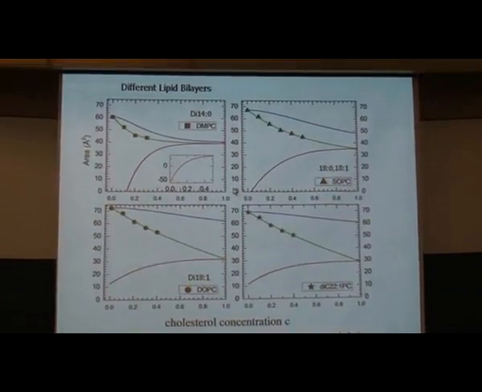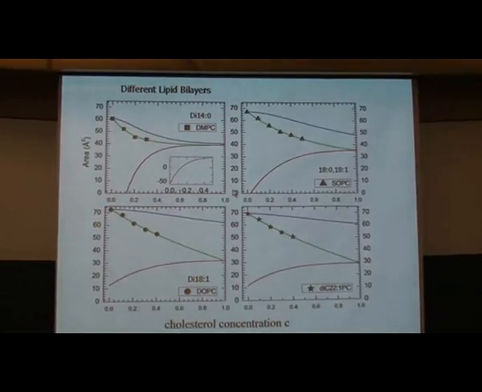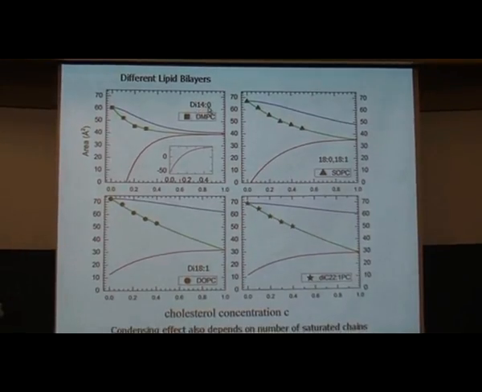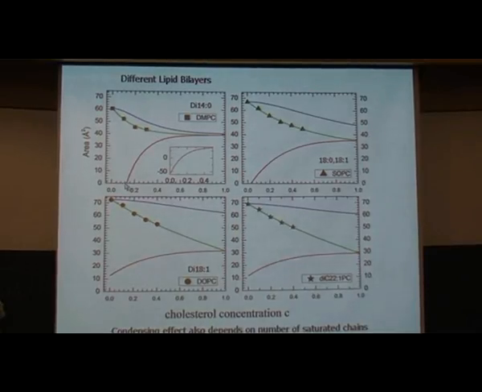Okay. And the final slide on this is to compare the different lipid bilayers. By this time you're probably getting tired of looking at all these things, but there's an interesting difference again: with the saturated lipid, the condensing effect really comes in very dramatically. It goes strongly negative. This is the one I showed you before on the last slide. I didn't tell you which lipid it was, but it was this one.